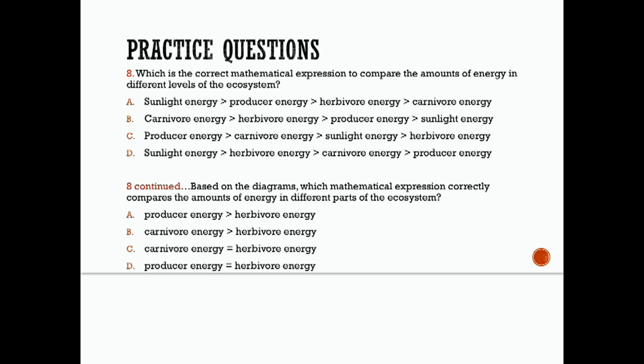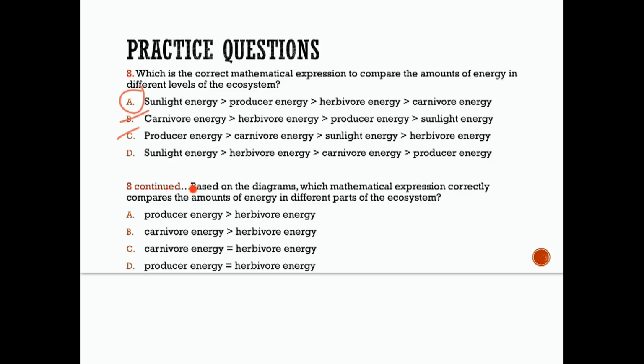Okay, for this first part of 8, we're going to pick A. We could probably cross off B and C, right? Because we know that it all starts with sunlight. Okay, it all starts with sunlight. And then we just need to make sure we're going in the correct order. So sunlight energy, okay, is greater than the producer energy level, is greater than the herbivore energy, is greater than the carnivore energy. Okay, so 100% of the energy starts from the sunlight.